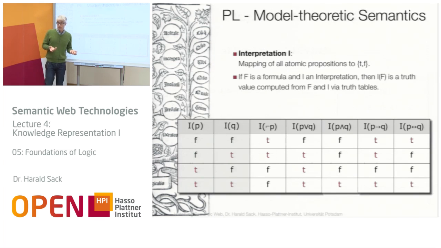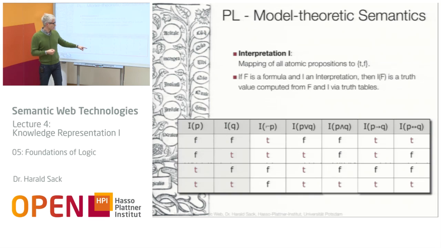Now let's come to a model-theoretic semantics for propositional logic. Therefore, what we have to do is map all atomic propositions to true and false. And this is pretty simple. For example, we have two variables or two constants, and they can be both false, one of them can be true, or both can be true. And then we have to consider what happens when we consider the negation of one of them, the disjunction, the conjunction, the implication, and the equivalence.